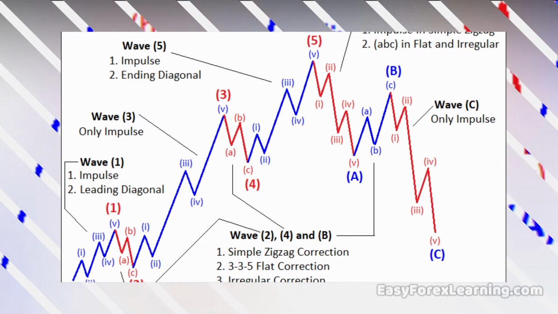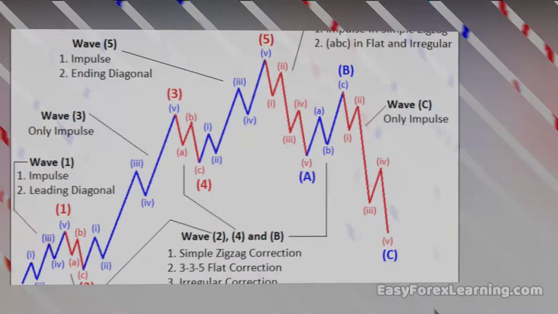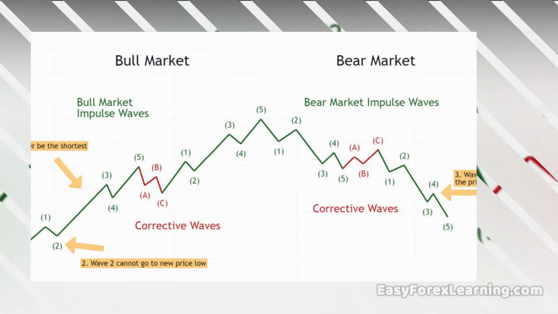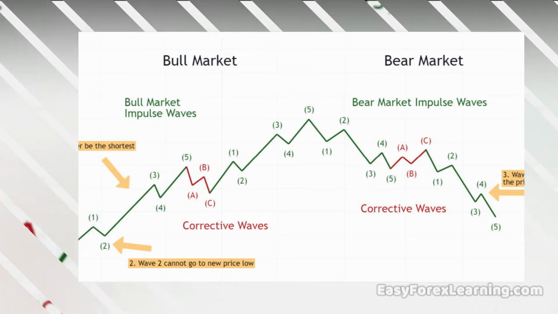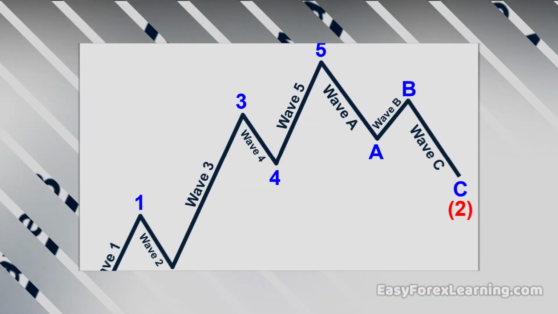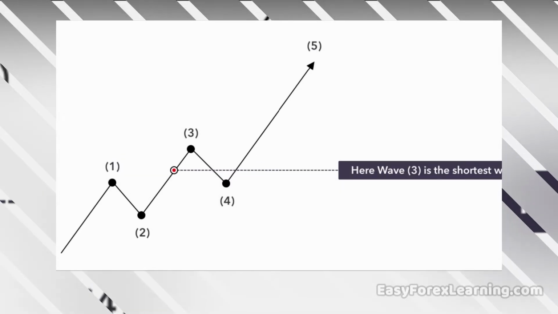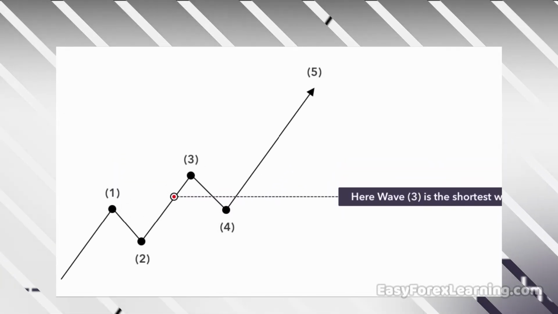3 cardinal rules of the Elliott wave theory. Rule number 1. Wave 3 can never be the shortest impulse wave. Rule number 2. Wave 2 can never go beyond the start of wave 1. Rule number 3. Wave 4 can never cross in the same price area as wave 1.